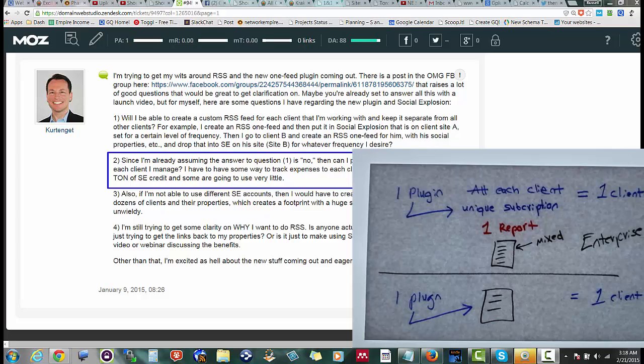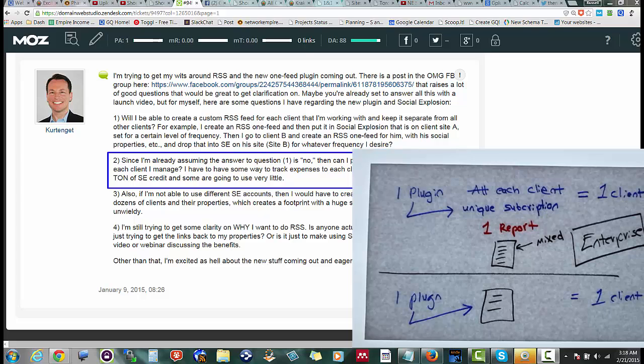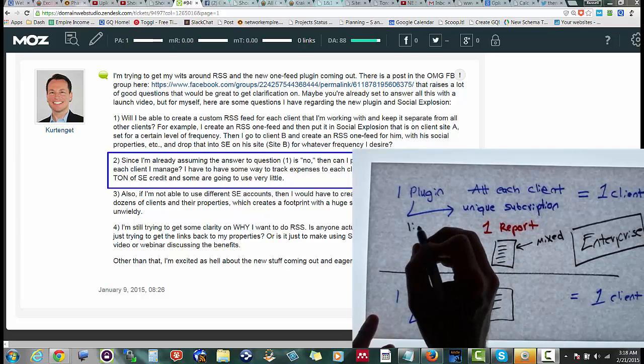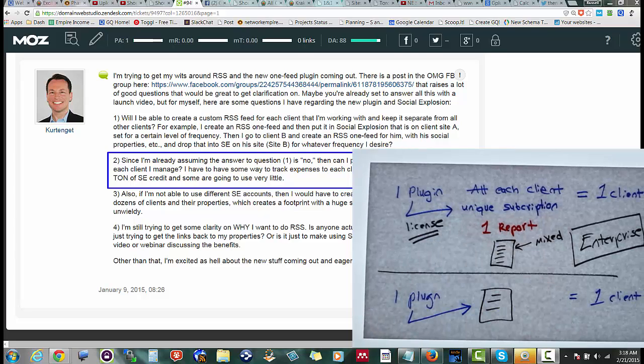So when the enterprise version comes out, you'll be able to log into a private member's area. You'll be able to manage multiple clients. You could buy the plugin once. The plugin is really incidental in some ways. The plugin talks to a specific license, and that license should be, okay, one client at a time. Just my opinion. Okay, so that should probably clear up a lot of what Kurt's really asking.